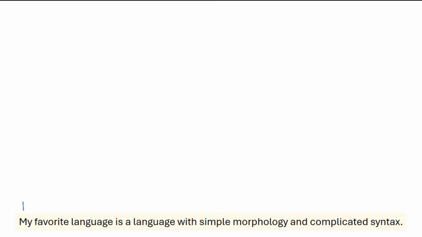So my favorite language will be a determiner. Favorite will be an adjective. Language is a noun. Is will be our verb. We have a determiner a. Language is a noun. With is a preposition. Simple is an adjective. Morphology is a noun. And is a conjunction. Complicated is an adjective. And syntax will be a noun.